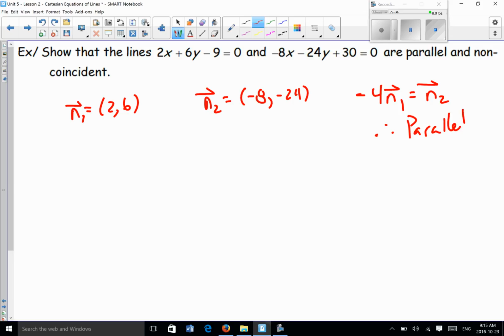Okay. How do I show they're non-coincident? Well, negative 9 times negative 4 does not equal 30. Therefore, they're non-coincident. Okay. The entire equation has to be a multiple of the other one to be coincident.